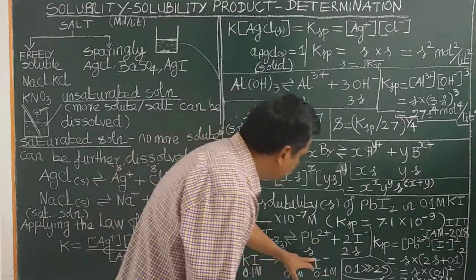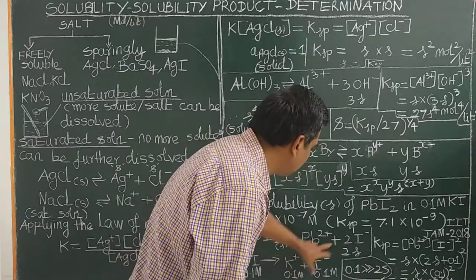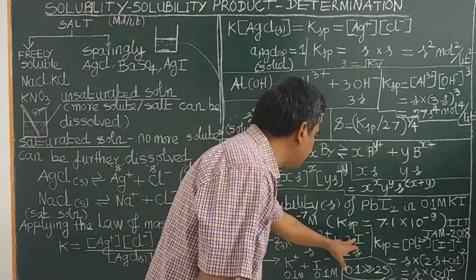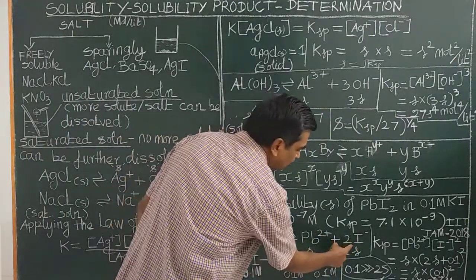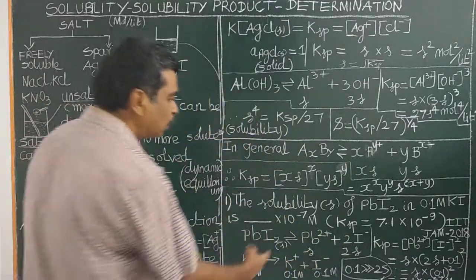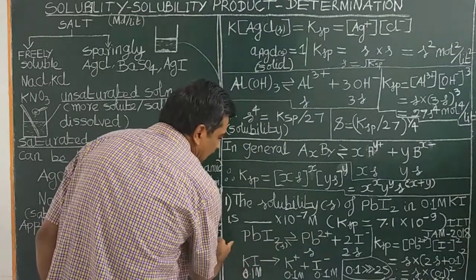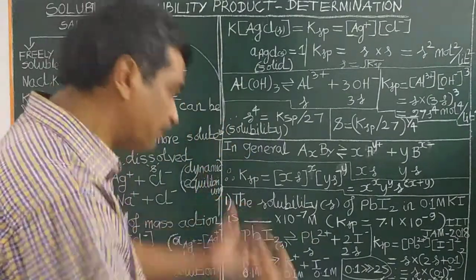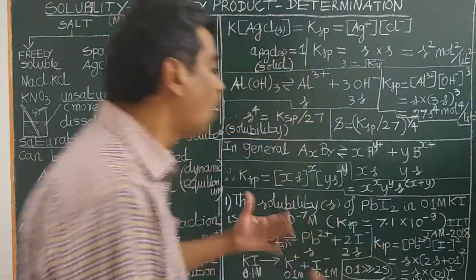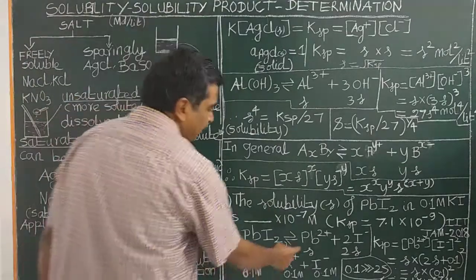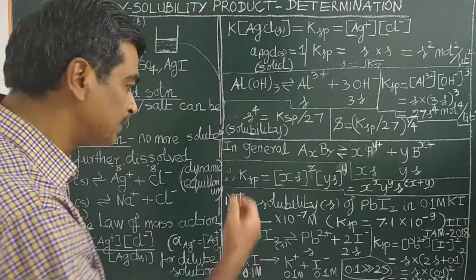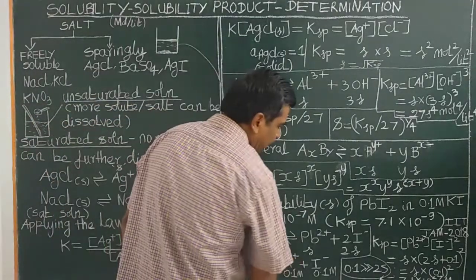Now you see, the I- ion is common with lead iodide. Therefore, due to the common ion effect, more I- ion will be there. More product is added, so the equilibrium will shift towards the left. Therefore, the solubility is decreased. The solubility is less in the presence of potassium iodide due to the common ion effect. The solubility of lead iodide is suppressed due to the common ion effect.